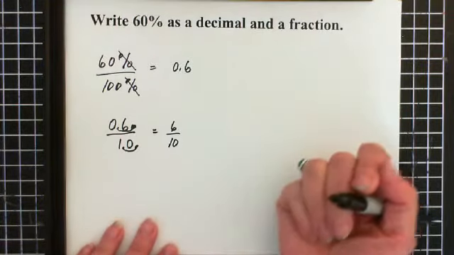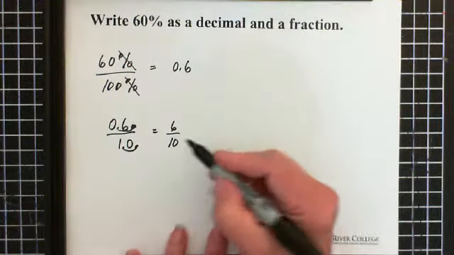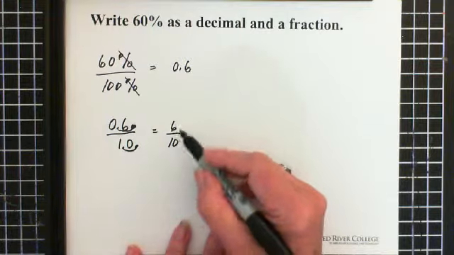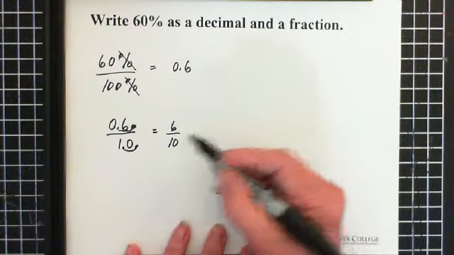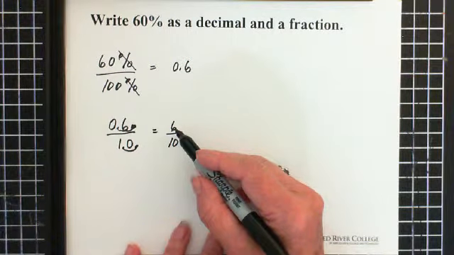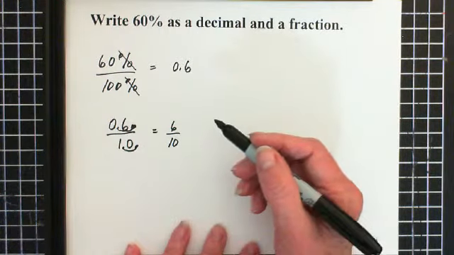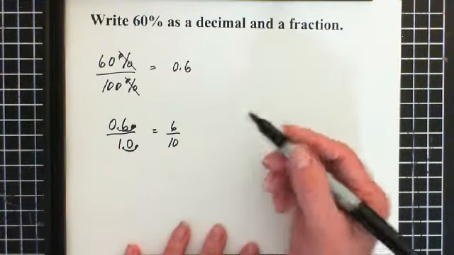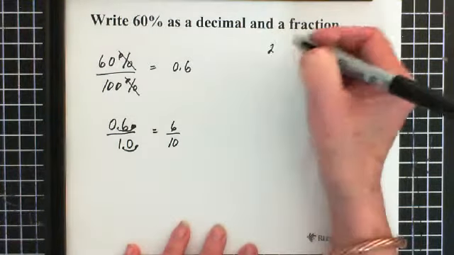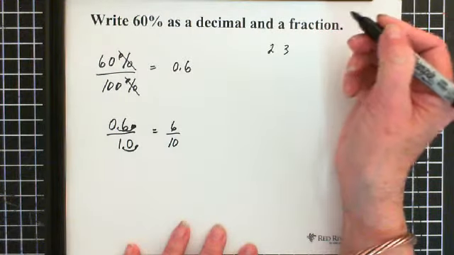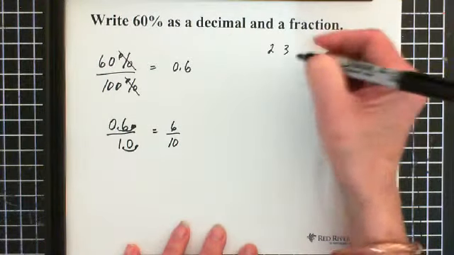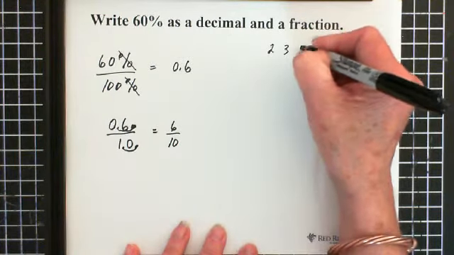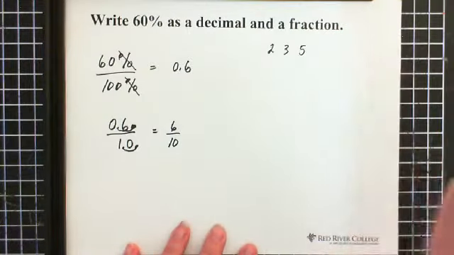Now we reduce. So you ask yourself, what are these numbers both divisible by? They're both divisible by 2. And if you're not sure, you just start with the basic numbers. You say, are they divisible by 2? Are they divisible by 3? Are they divisible by 4? They can't be if they're not divisible by 2. Are they divisible by 5? You just start going up the number list, okay?